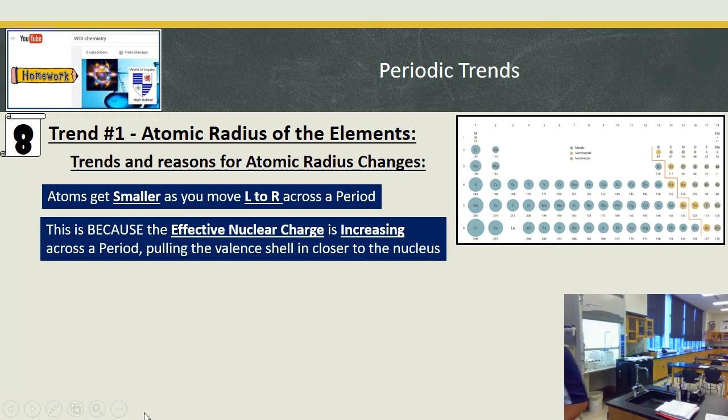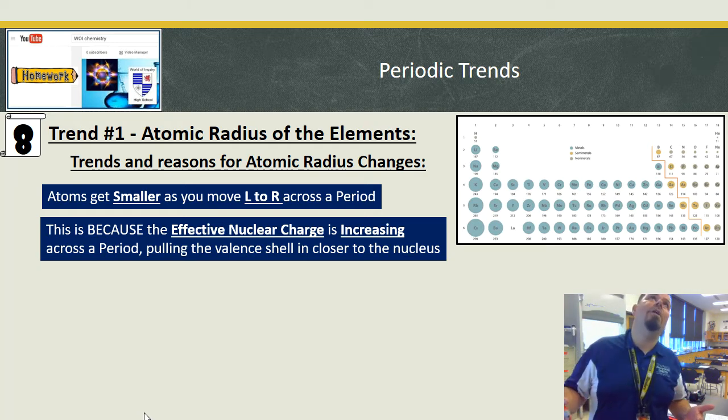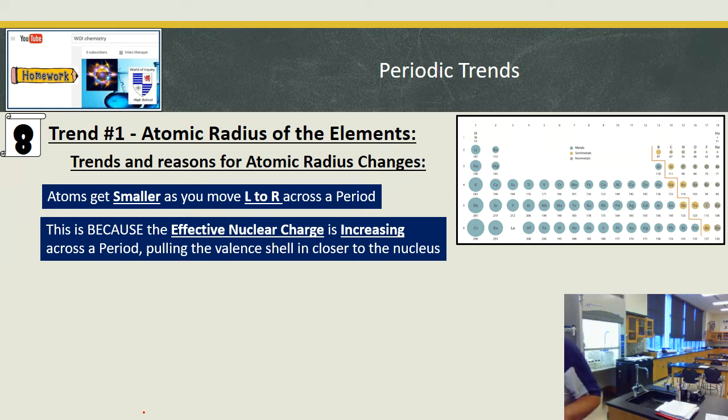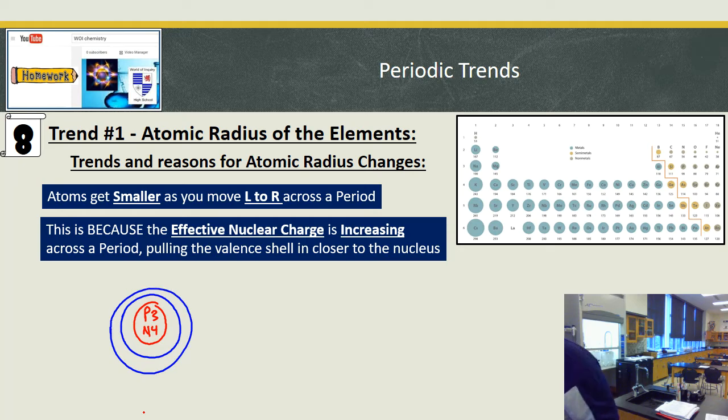Okay, shielding is, I'm going to draw 2 atoms real quick. These are just side notes for your learning, probably the most important learning of the entire unit. So let me draw lithium. Lithium has 3 protons and 4 neutrons, and then he has 2 shells. And he's only got 1, 2, 3 valence electrons.